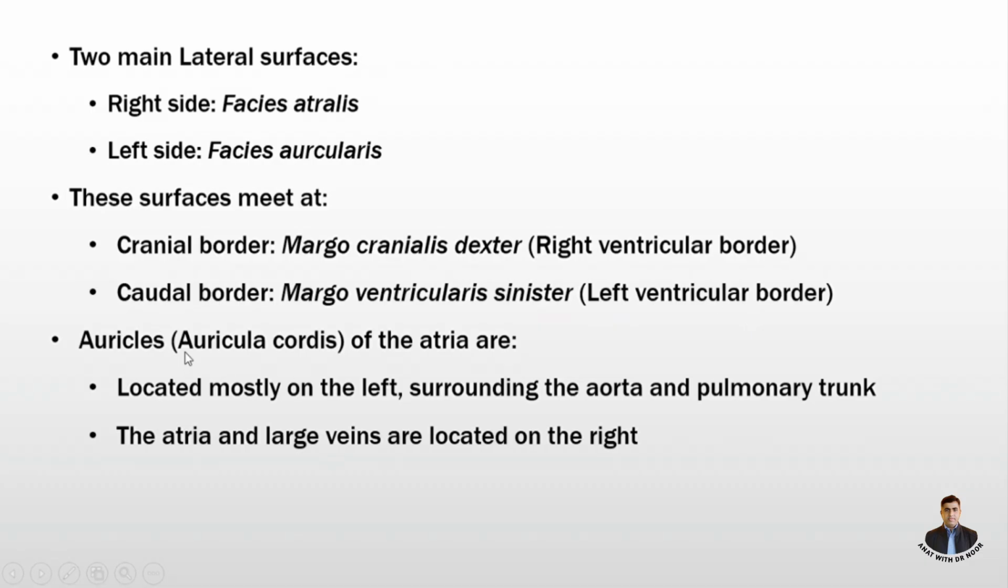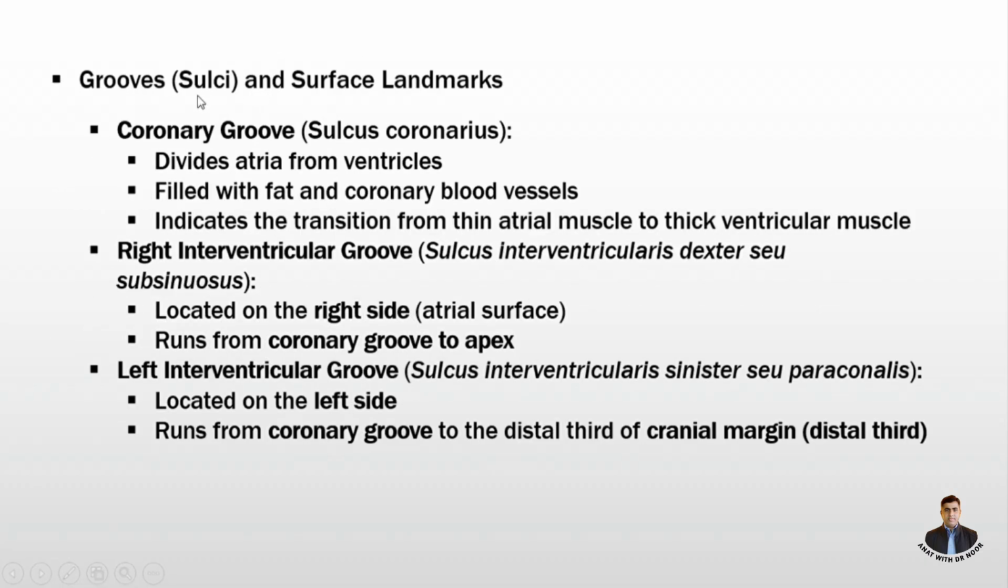Auricles. The auricles of the atria are located mostly on the left, surrounding the aorta and pulmonary trunk. The atria and large veins are located on the right. Grooves or sulci and surface landmarks.